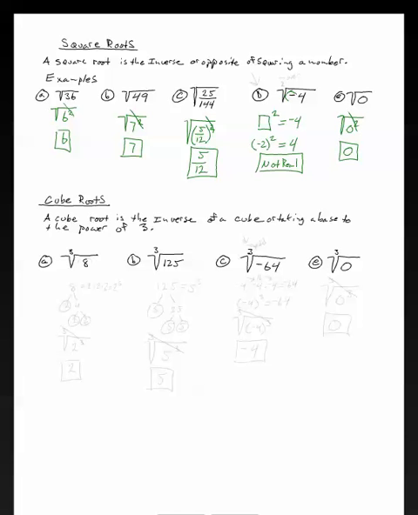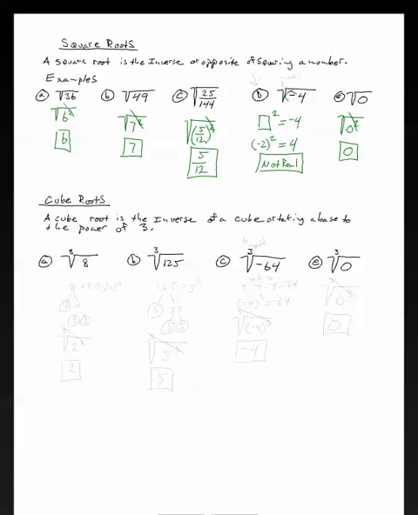Once you understand square roots and the fact that square roots are just canceling out powers of 2, then it's easy to do other roots as well. So cube roots work the same way. They're just going to cancel out powers of 3 rather than powers of 2.